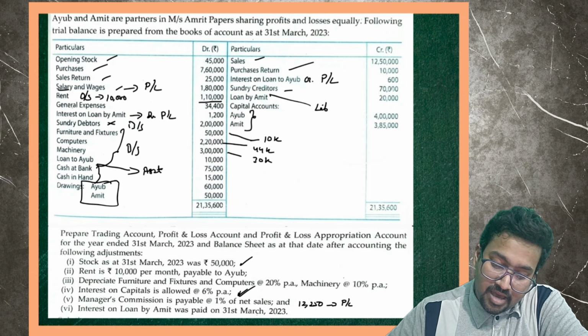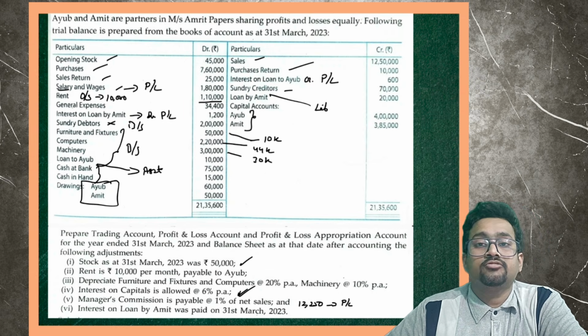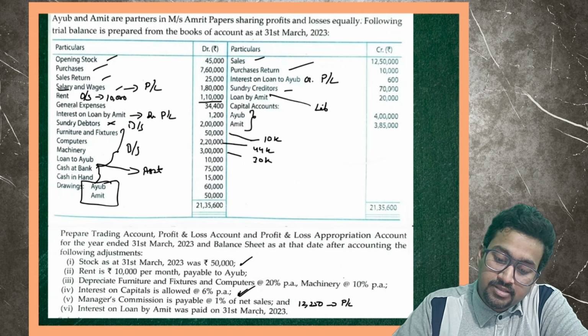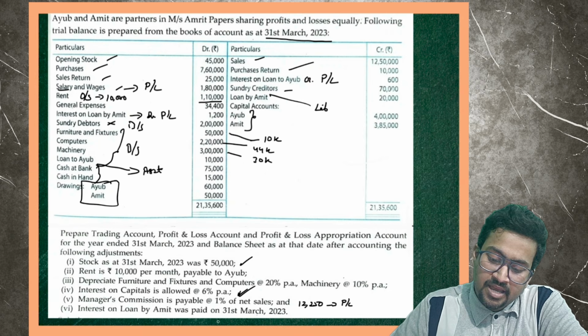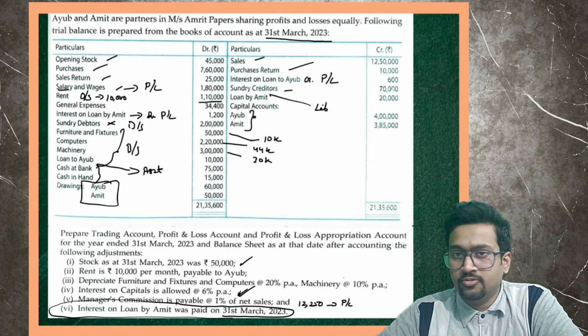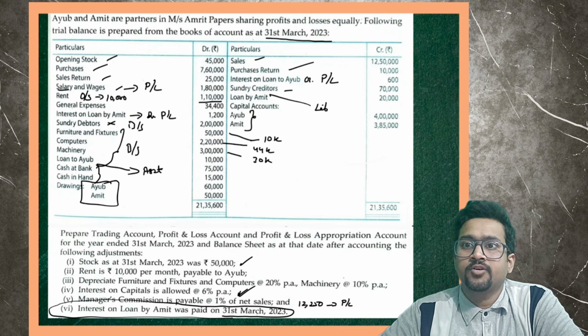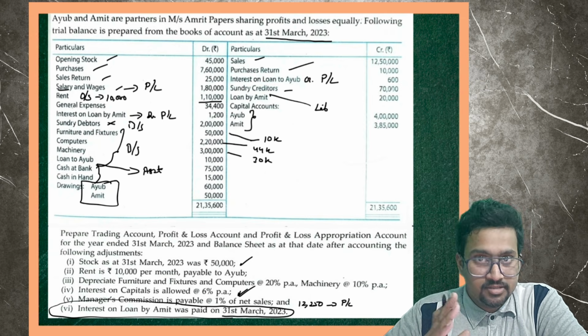And then lastly we have interest on loan by Amit was paid on 31st March 2023. As you can all see, we are making the balance sheet on 31st March 2023 itself, and if it is paid on the last date, there is no issue with this, so nothing will be done for this entry. Okay, so now let's solve this question.